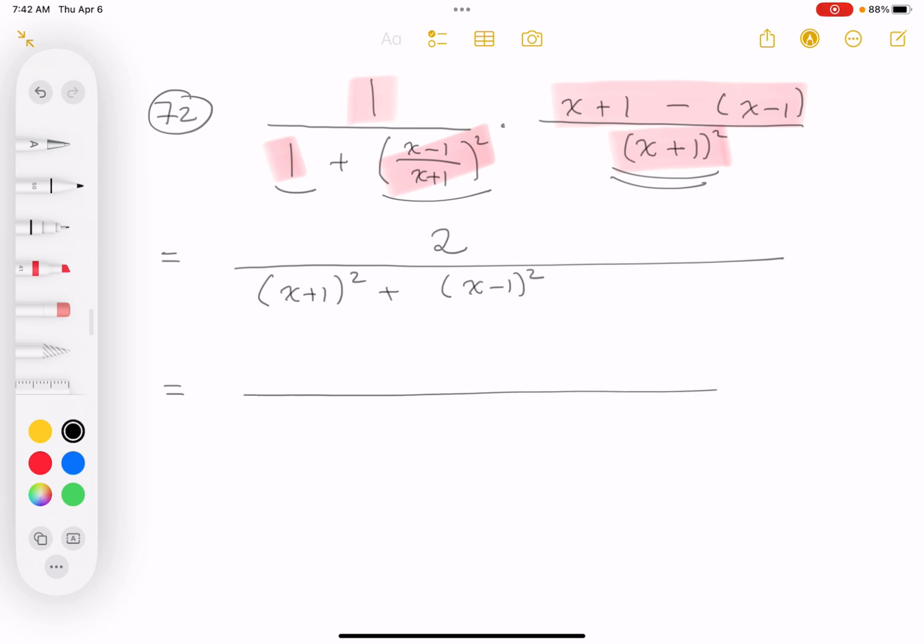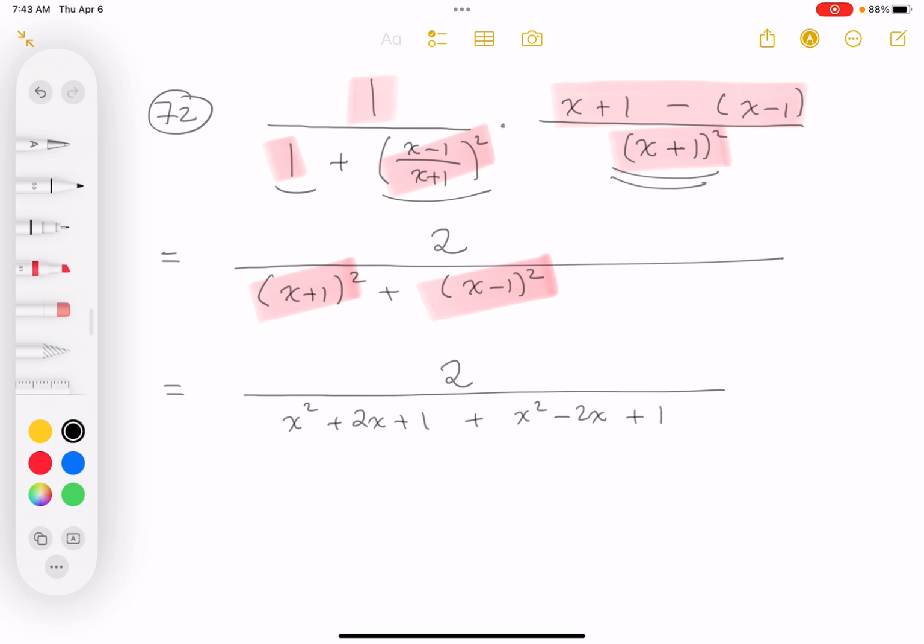And someone says, what are you going to do here? I think the bottom might simplify. Let's put this down. What do you get over here? x squared plus 2x plus 1. What did I just accomplish? Squaring that. What are we going to do now? We're going to square this now. What does that give you? Plus x squared minus 2x plus 1.